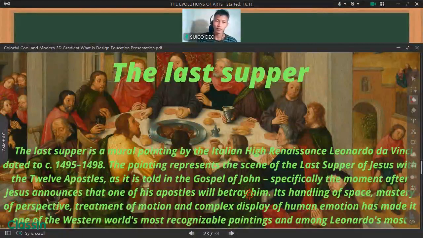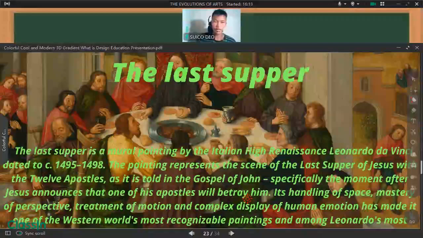The Last Supper. The Last Supper is a mural painting by the Italian High Renaissance artist Leonardo da Vinci, dated 1495 to 1498. The painting represents the scene of the Last Supper of Jesus with the 12 apostles, as it is told in the Gospel of John, specifically the moment after Jesus announces that one of his apostles will betray him.